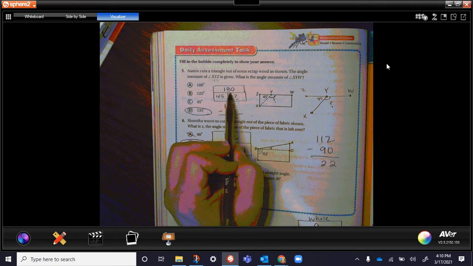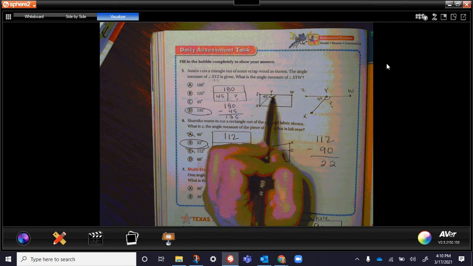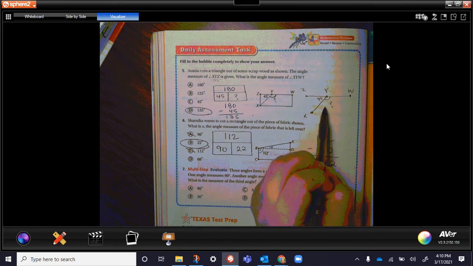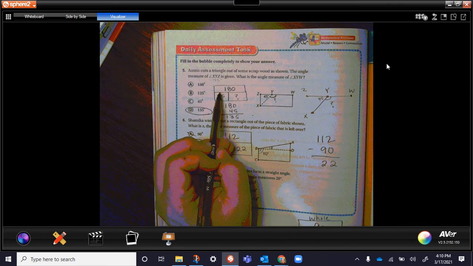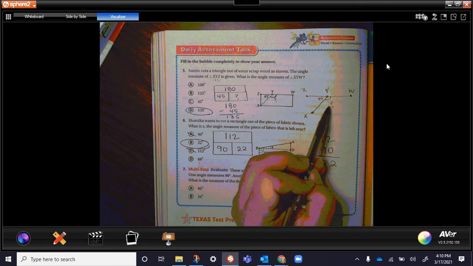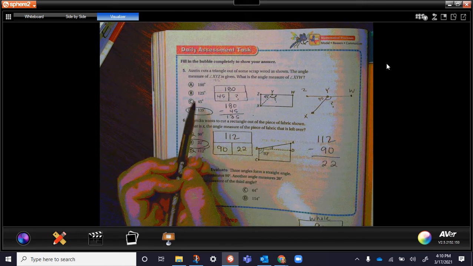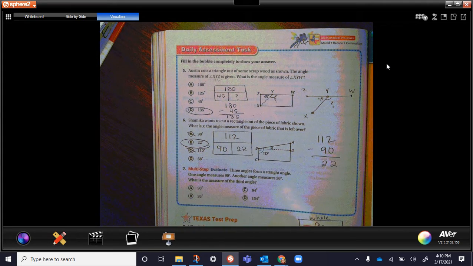So we started building our box and filling in the things that we have. Because this is a straight angle, and we took it out of the shape and drew it here, we knew our whole was 180. We saw that one part was 45. So for our missing part, we had to subtract 180 minus 45, and we got 135.